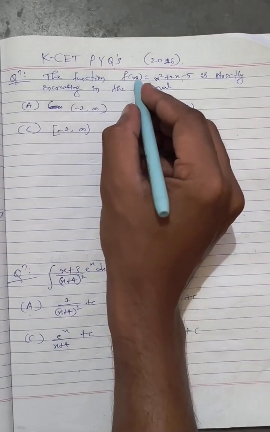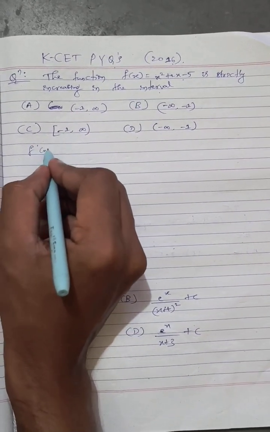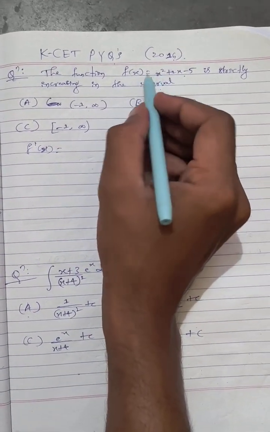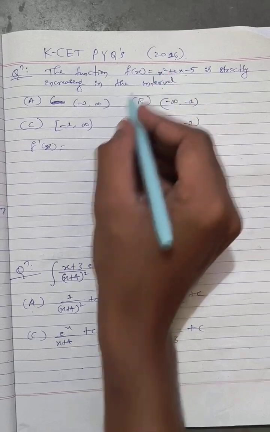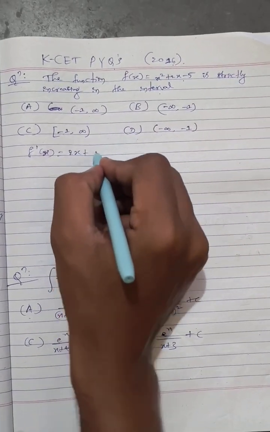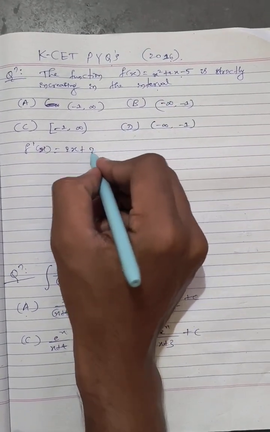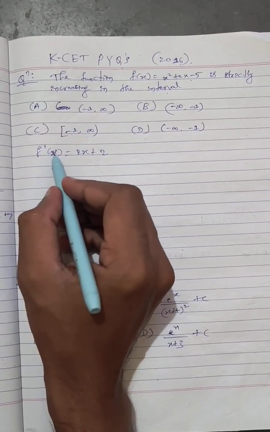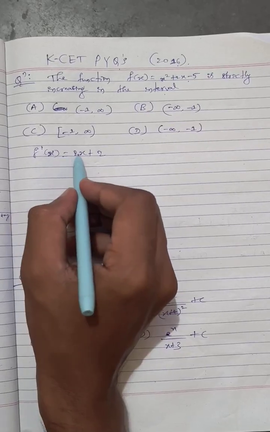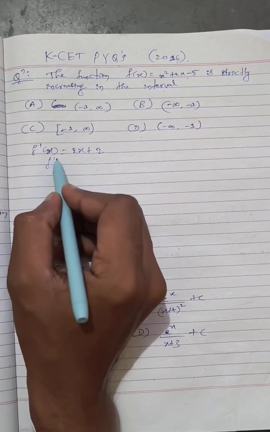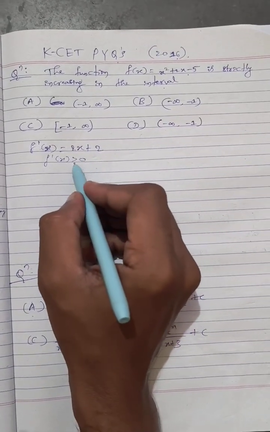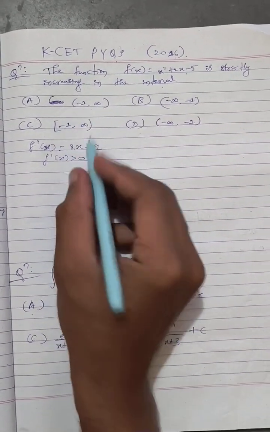So how to check the increasing? Let us differentiate the function first. So first find the first order derivative of f of x. The derivative of x square is 2x, plus the derivative of 2x is 2 only. Is it clear, student? We know that if f of x is increasing in an interval, then its derivative must be strictly greater than 0 throughout that interval.